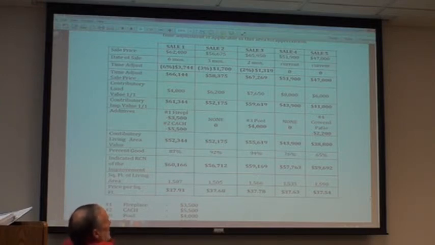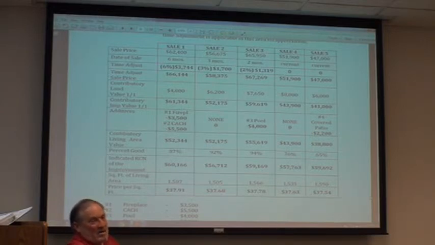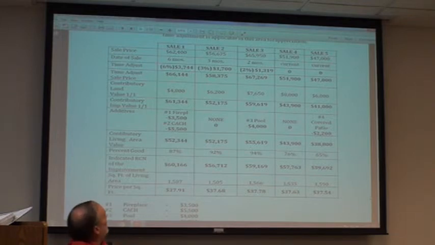43,900 and 38,800. Now we know the percentage good of these properties, don't we? 87, 92, 94, 76, and 65. What are we gonna do now? Divide. We're gonna divide, aren't we? Our natural gut instinct tells us we want to multiply, but we're gonna divide because we're trying to get the indicated replacement cost new of the subject. These are depreciated values, we'll turn them to new values. So we're gonna divide by 0.87, 0.92, 0.94, 0.76, and 0.65.